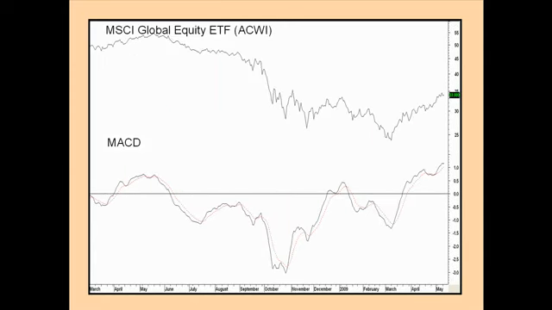This chart, for instance, shows perhaps the best measure of the global equity market, the MSCI Global ETF, the ACWI. Underneath is its MACD indicator, and these ellipses show the huge number of whipsaw signals that it triggered in this relatively short time period.